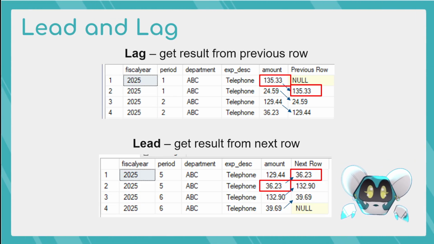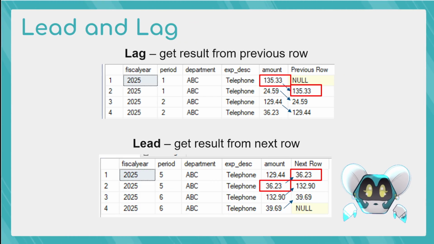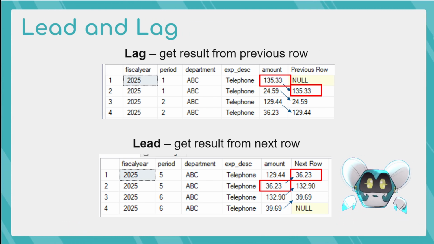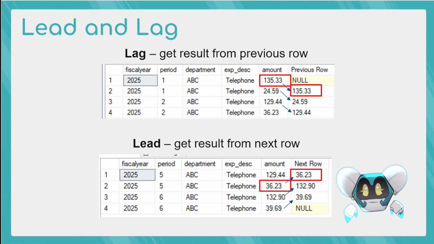So what is lead versus lag? Lag means you can push the value from a previous row into the current row, and lead means you can pull in the value from the next row into the current row.